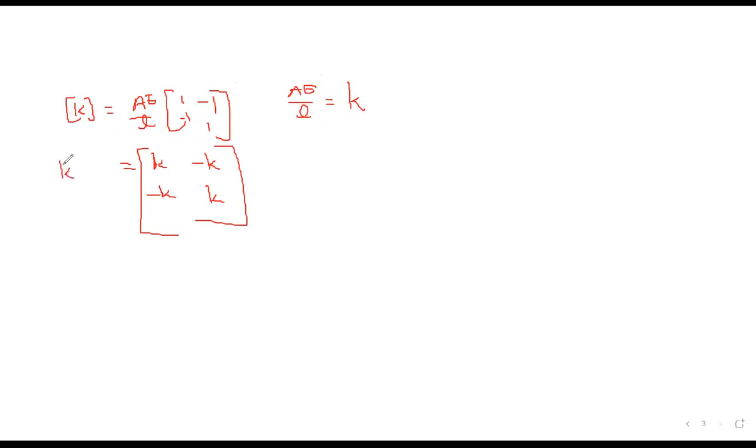So for a simple bar element, the stiffness matrix is a 2 by 2 matrix. It has k, minus k, minus k, k, or otherwise it is defined as AE by L into 1 minus 1 minus 1 1. So this is the formula for the simple bar element.